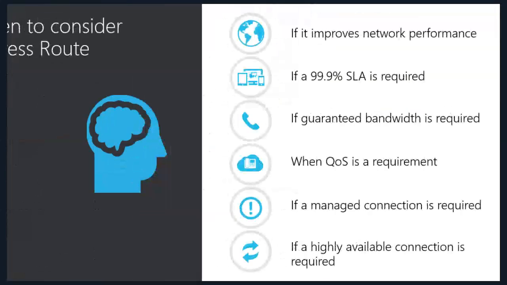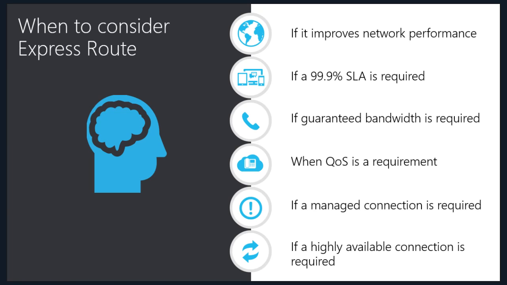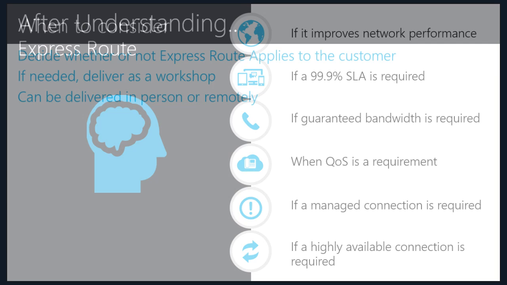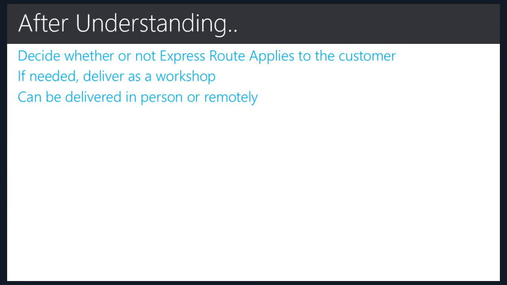So some of the decision points, when should we use this? If it improves network performance, if that SLA is needed, if you need guaranteed bandwidth, if you need a managed connection or QoS, if a highly available connection is required. Those are all very valid reasons for ExpressRoute. And now we need to think about, is ExpressRoute valid for Contoso? Should we present this to Contoso or not?